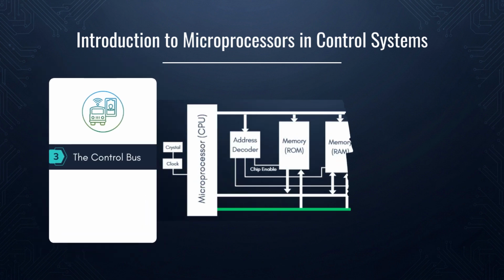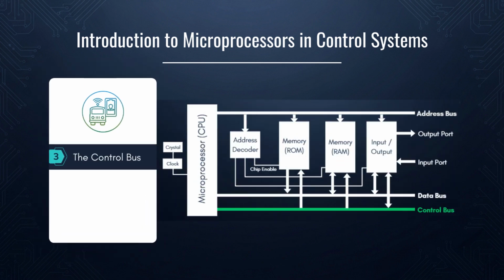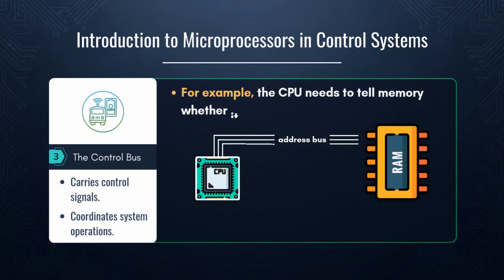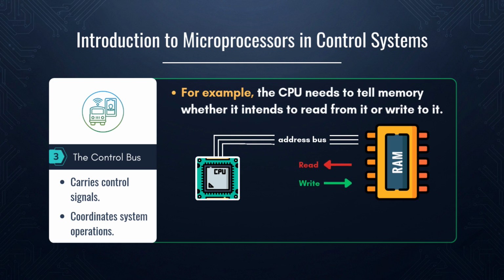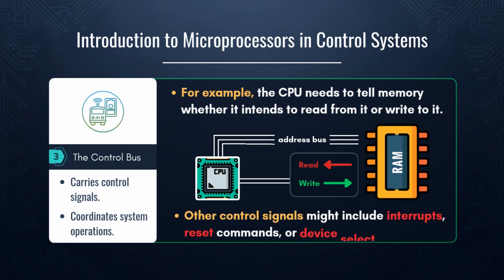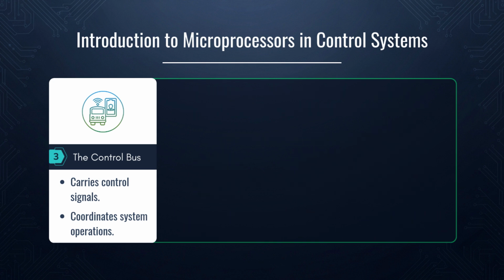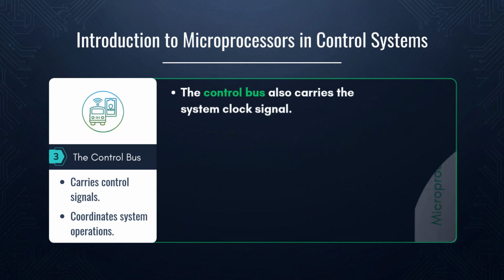3. The control bus. The third type is the control bus. This bus doesn't carry data or addresses. Instead, it carries the signals that manage and coordinate the system's operations. For example, the CPU needs to tell memory whether it intends to read from it or write to it. These actions are represented by control signals, read and write. Other control signals might include interrupts, reset commands, or device select signals. The control bus also carries the system clock signal.